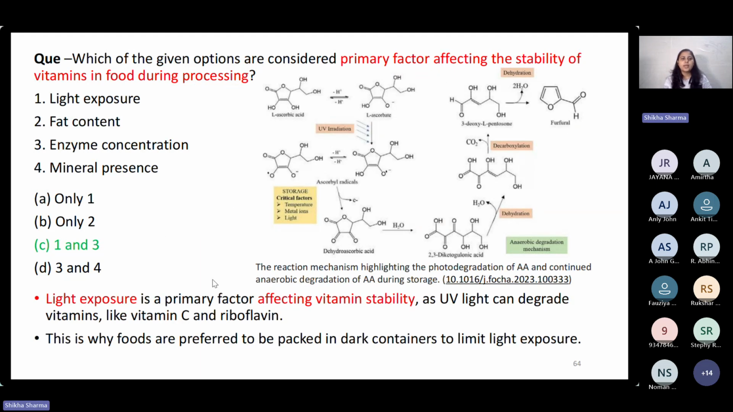So basically, light exposure is affecting the vitamin stability. As we know that UV light degrades vitamin C and riboflavin. So this is ascorbic acid. So if UV radiation is there, it is going to degrade the vitamin C amount. So that's why food is being packaged in dark conditions or dark containers to prevent the light exposure.